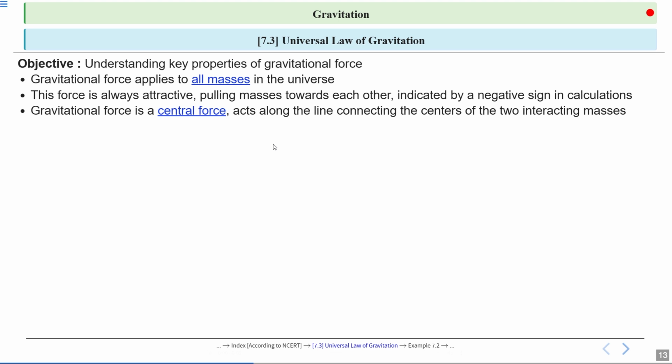Next, the gravitational force is a central force. This means it acts along the line connecting the centers of two interacting masses. Imagine a straight line drawn between the centers of two objects. Gravitational force acts along this line, pulling them towards each other.